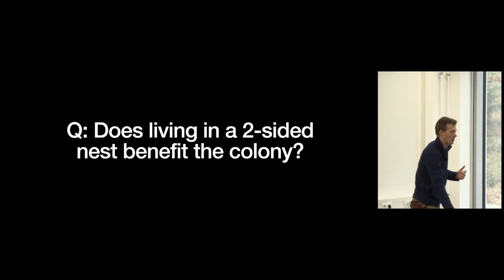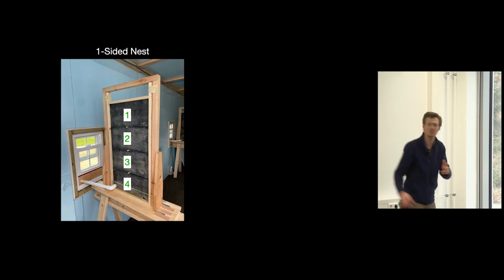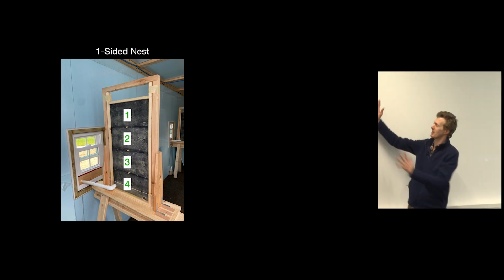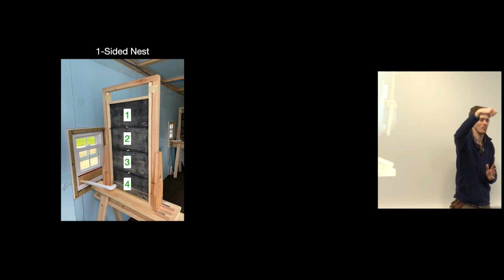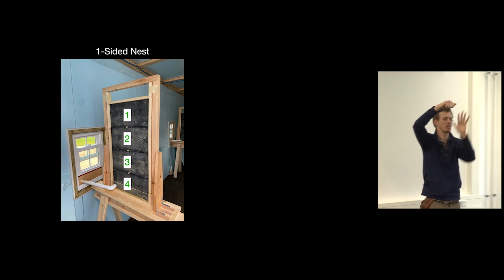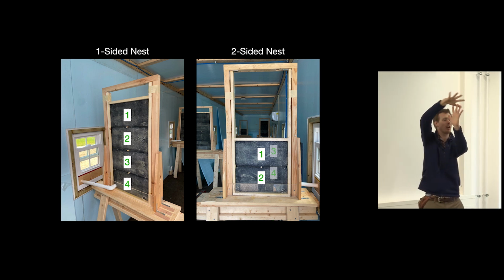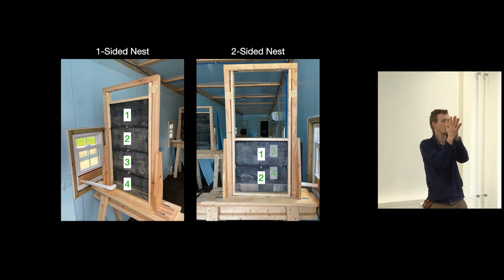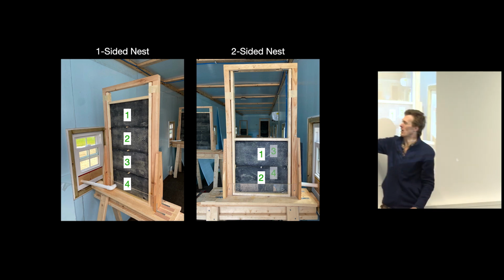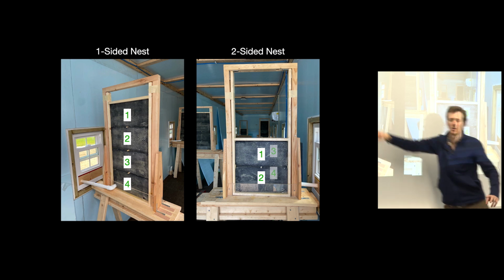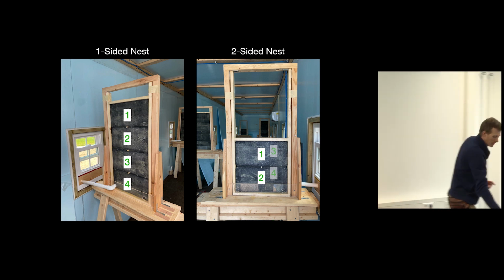We want to know, though, was there a benefit of living in this two-sided nest? So here was our one-sided nest. We basically take that nest, and we can just have a colony live on one side of it. Think of this like pages of paper. We're just going to have you live on one side of that page. Or we're going to fold it on itself, give you two sides, and give you access to both. So do colonies do better if they live in a one-sided nest or a two-sided nest that has double sides that can be stockpiled symmetrically?